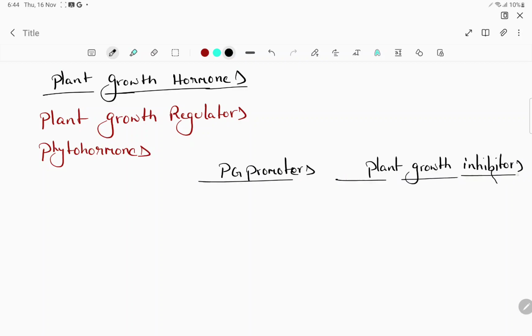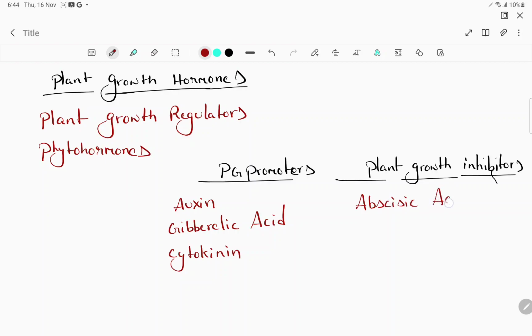So coming to these two, in the plant growth promoters we have auxin, gibberellic acid and cytokinin. Plant growth inhibitors are abscisic acid, ethylene.